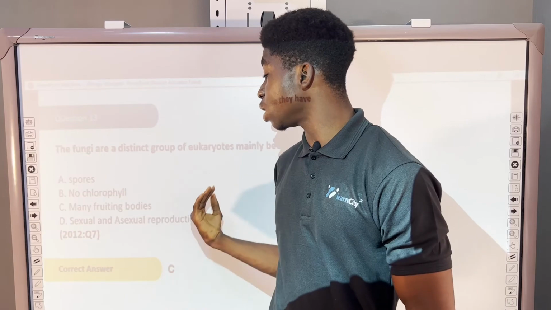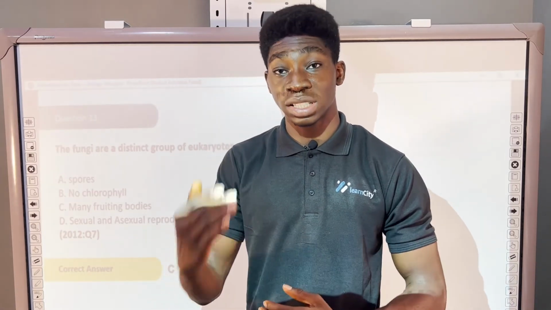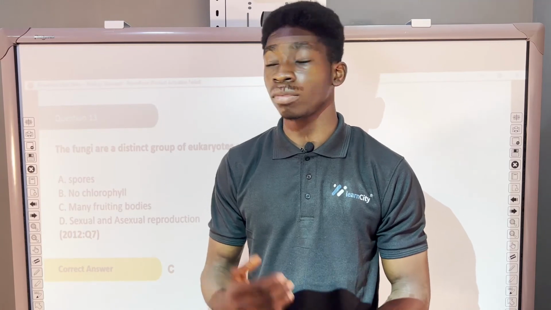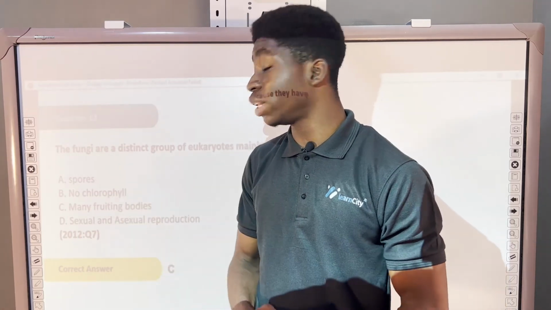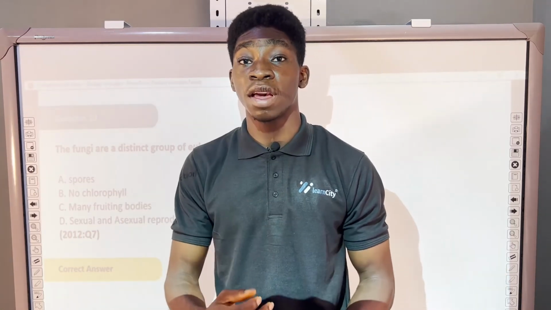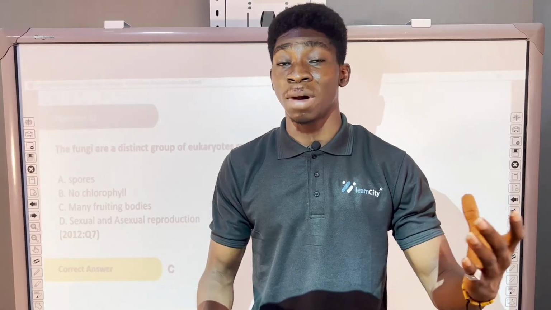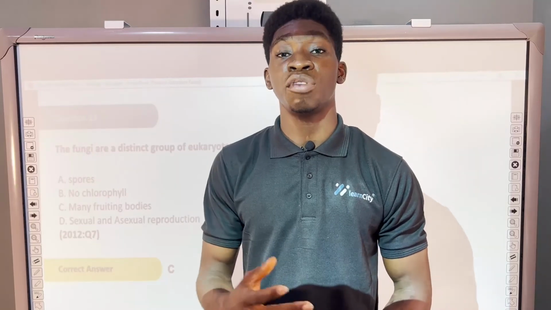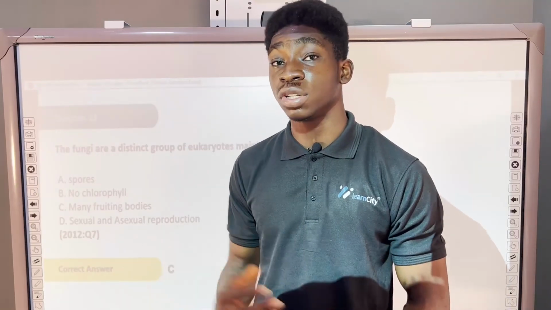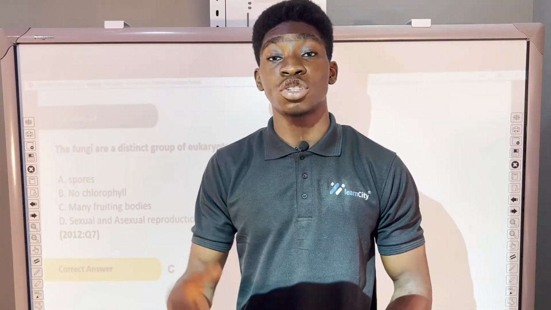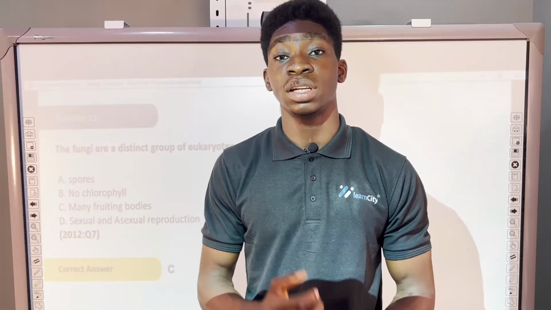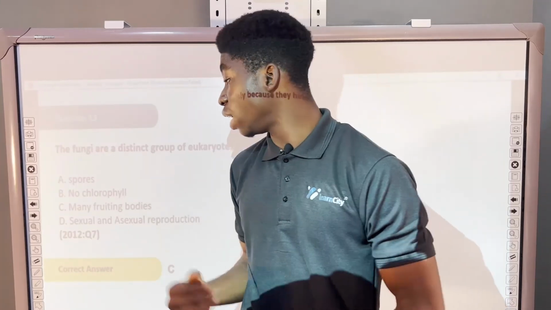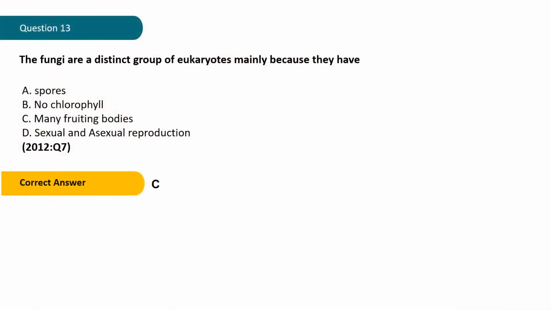Then, sexual and asexual reproduction. A lot of organisms show both sexual and asexual reproduction. But C is the correct answer, many fruiting bodies, because with fungi, we're not talking about fruits as in mango or apple. We're talking about fruiting bodies, branching of hyphae from the fungi. That's what we mean by fruiting bodies. And fungi possess lots of hyphae branching out of its body. And that's why the correct answer is C, many fruiting bodies.